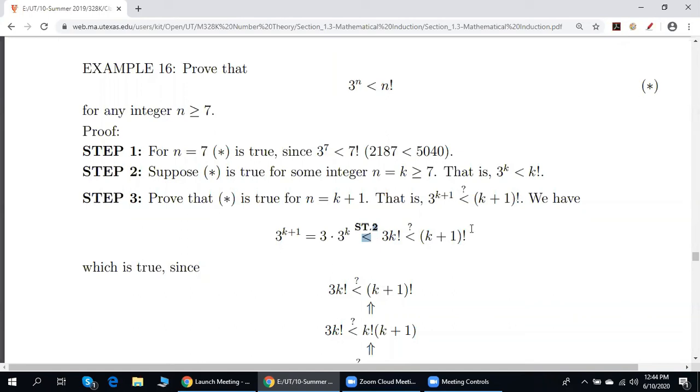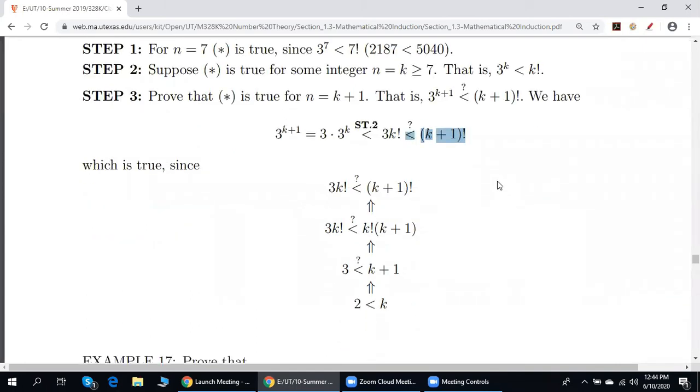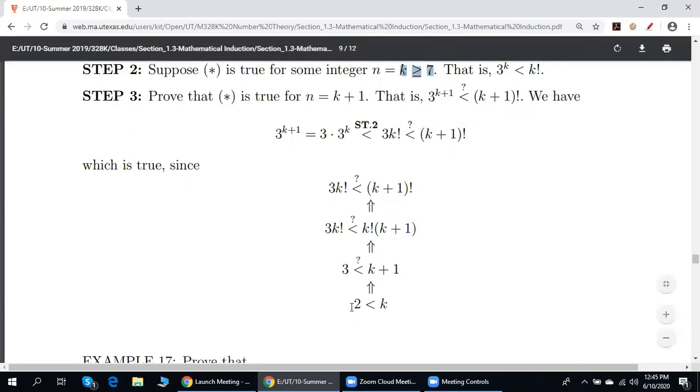What do we do? What is left is to show that 3 times k factorial is lesser than k plus 1 factorial. And as before, in order to prove this, which is over here, rewrite k plus 1 factorial as k factorial times k plus 1, cancel out k factorial, done, and then subtract 1 from both sides. K is greater than 2. Since k is greater or equal to 7, of course, k is greater than 2.